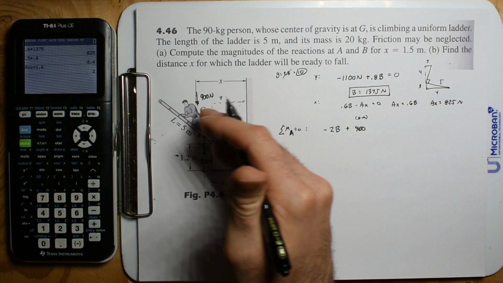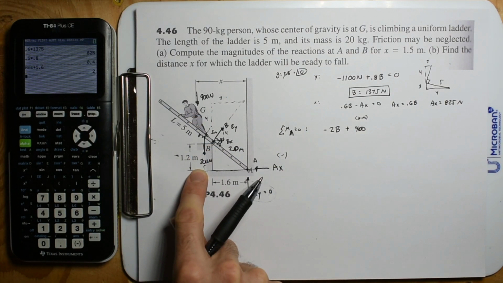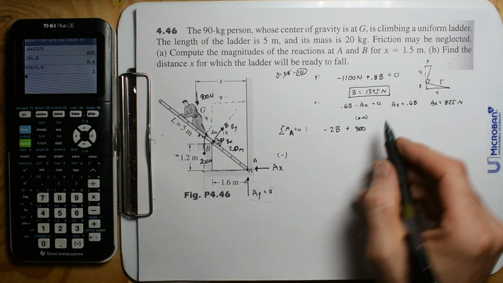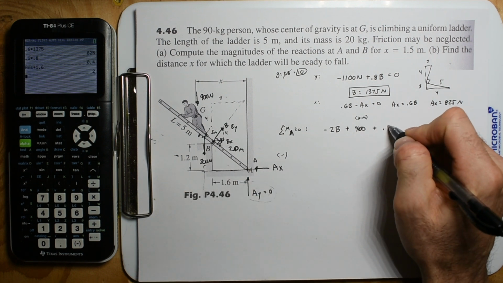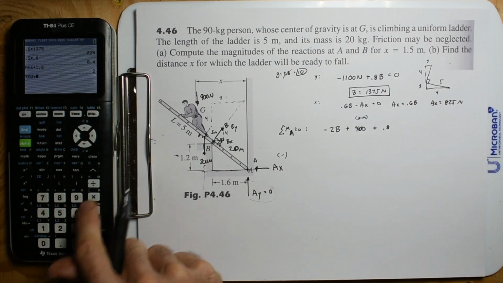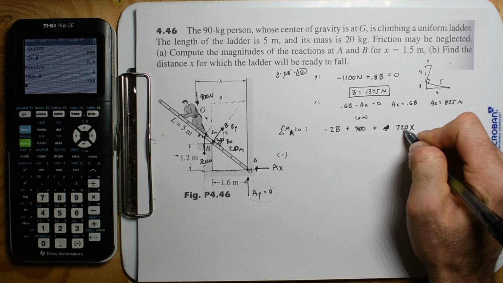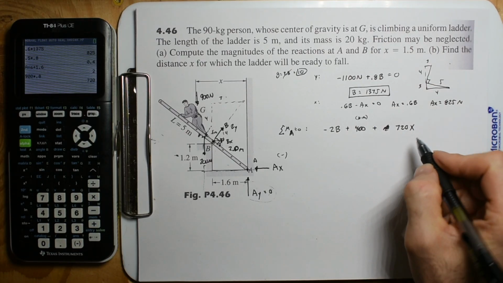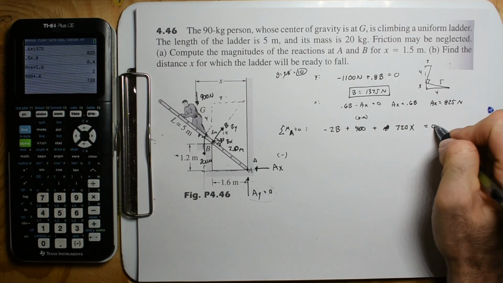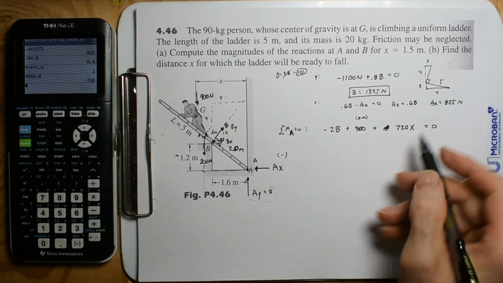Okay, and then the guy is going to be a distance x. And it's going to be 80%. So we're going to have plus 0.8 x times 900. So 900 times 0.8, and we're going to have 720x. Cool. And that's going to equal 0. So I just summed the moments to be 0.